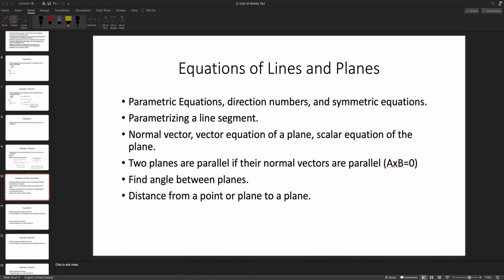This is part 2 of the video. This is for equations of lines and planes. We're going to look at an example here.